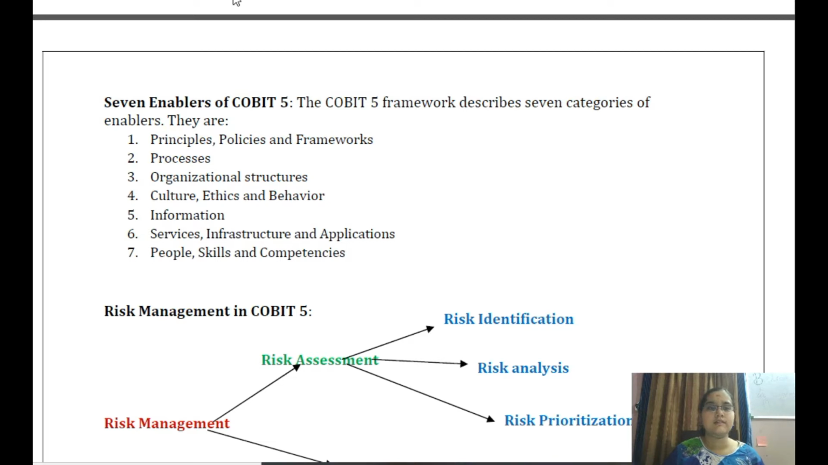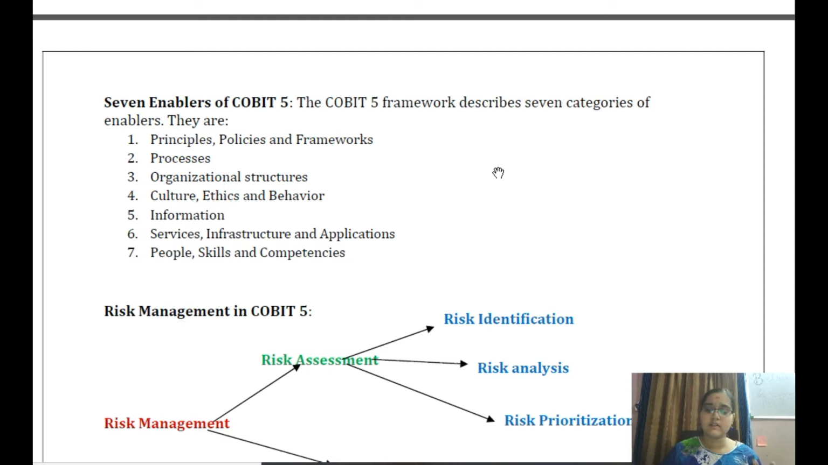So these are the 7 enablers of COBIT 5. Principle, policy and framework are the vehicles, the ways in which we translate the desired behavior into practical guidelines. What is a process? A process is described as a set of practices or activities that is done to achieve the goals of the organization, including IT related goals.